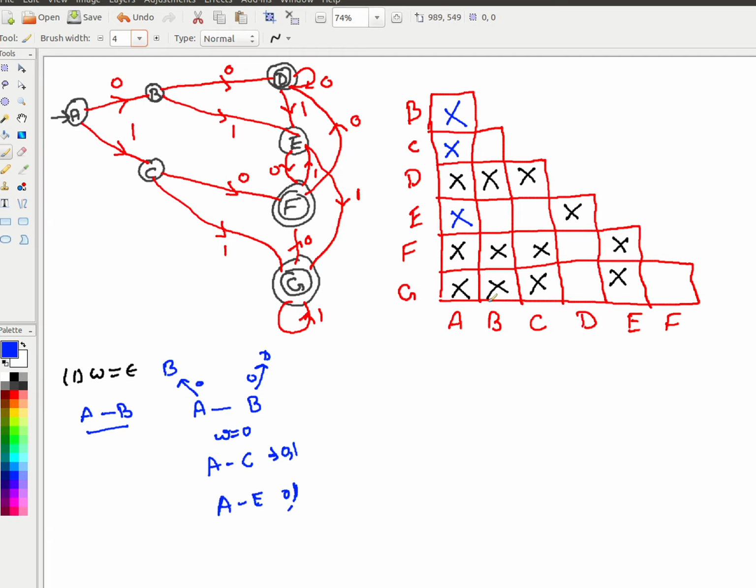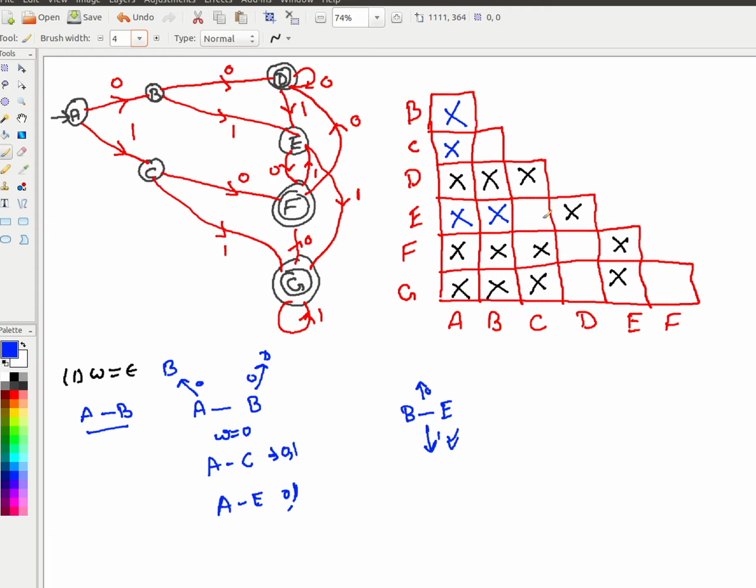Okay. What about B and E? Now you have to check in one direction for 0, the other direction for 1. B and E for 0. B at 0 goes to a final, E at 0 goes to a final. So I cannot say; it is not distinguishing because of 0. B and E for 1. B at 1 goes to E, E at 1 goes to G. So we got 1, so again distinguishable, correct?